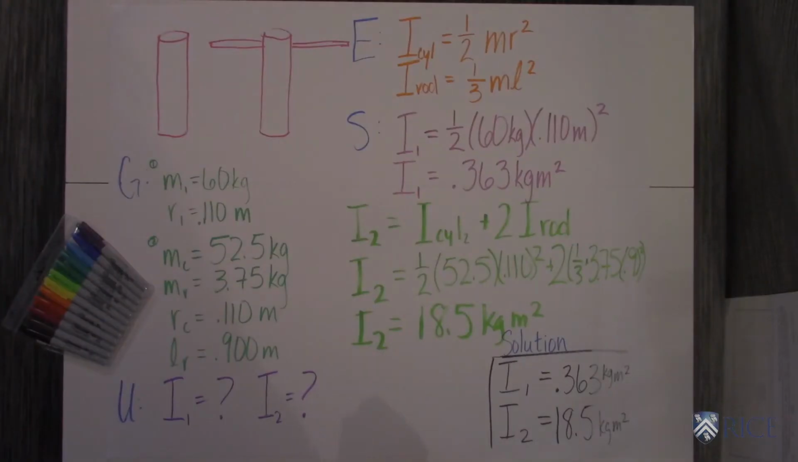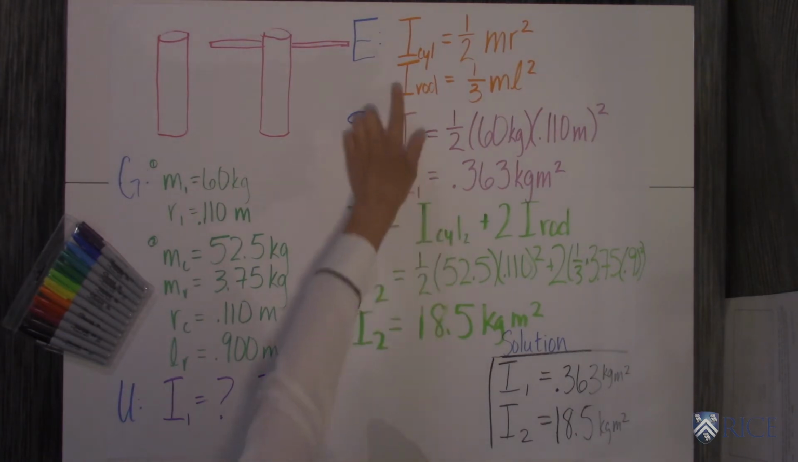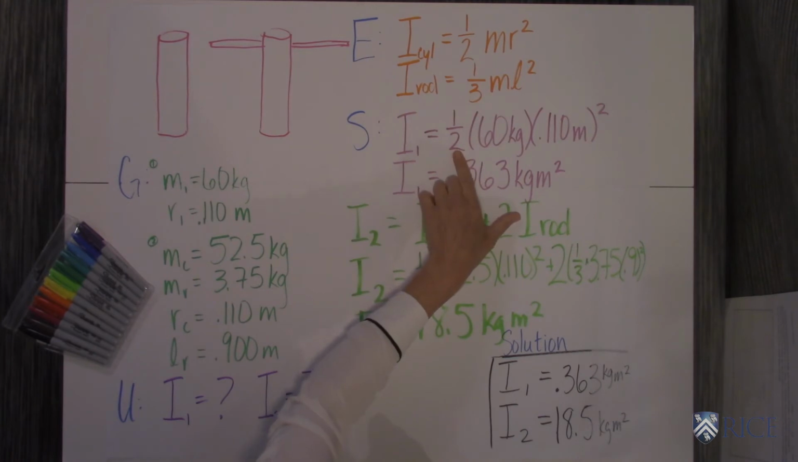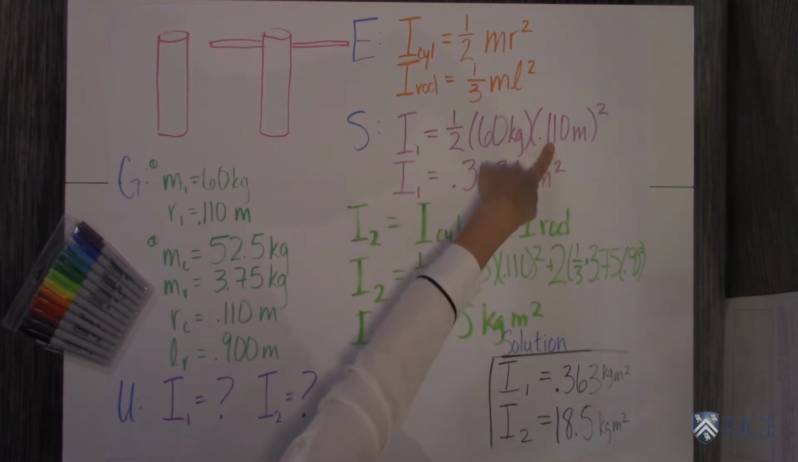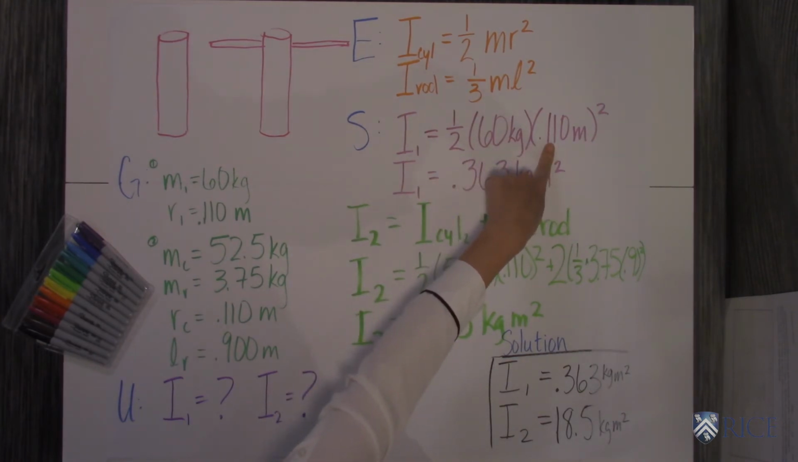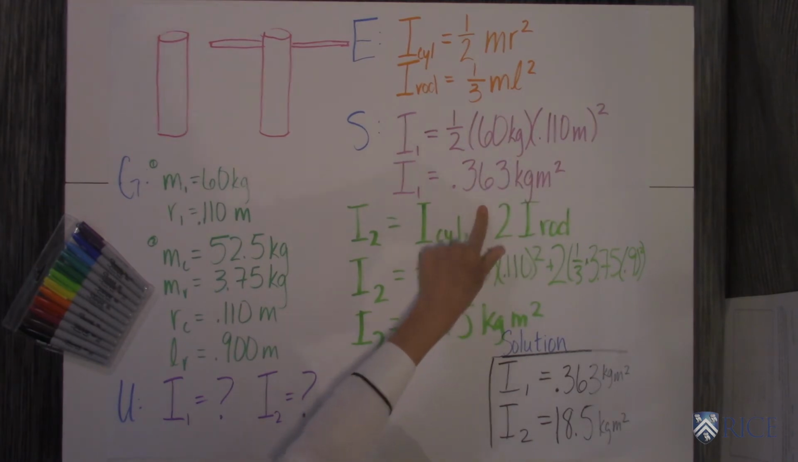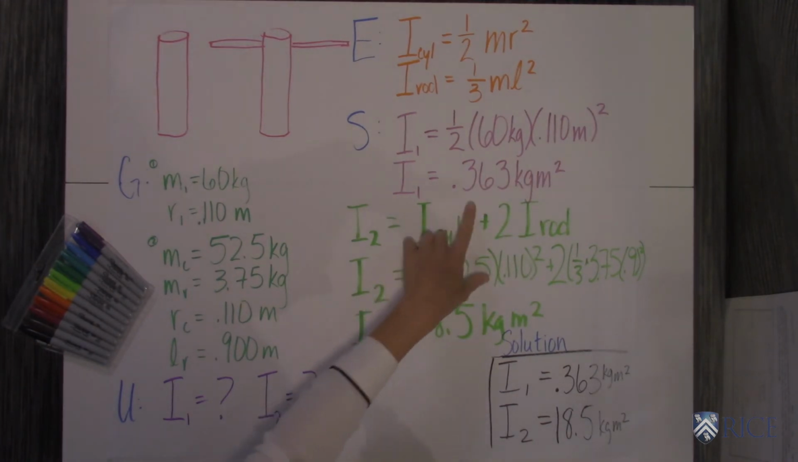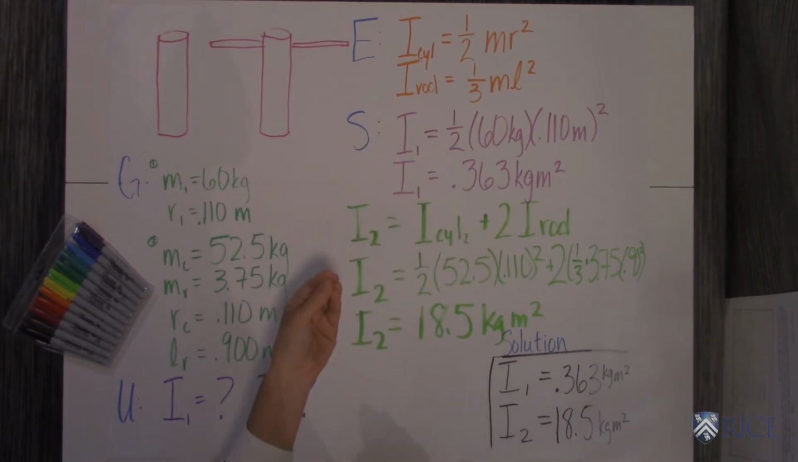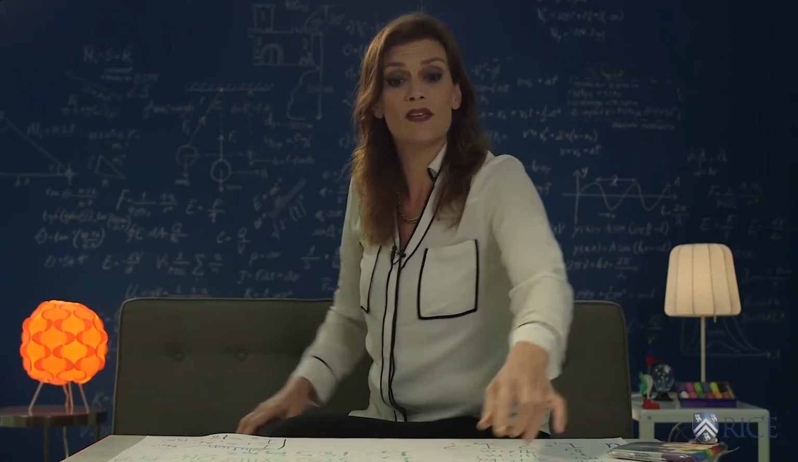So to find just the moment of inertia of the skater spinning, we plug in this formula right here, 1/2 the mass of the skater times the radius of the cylinder squared. And we get that his moment of inertia when he's holding his arms in is 0.363 kilogram meters squared. Okay, so now let's compare that to what happens when he holds his arms out and we have these rods.